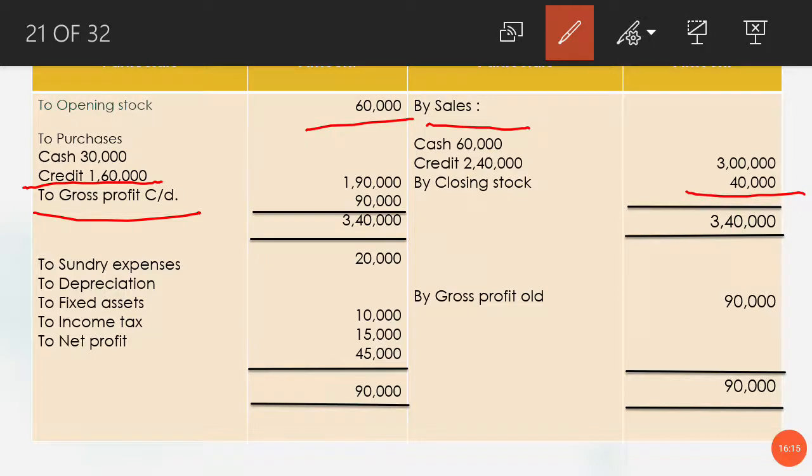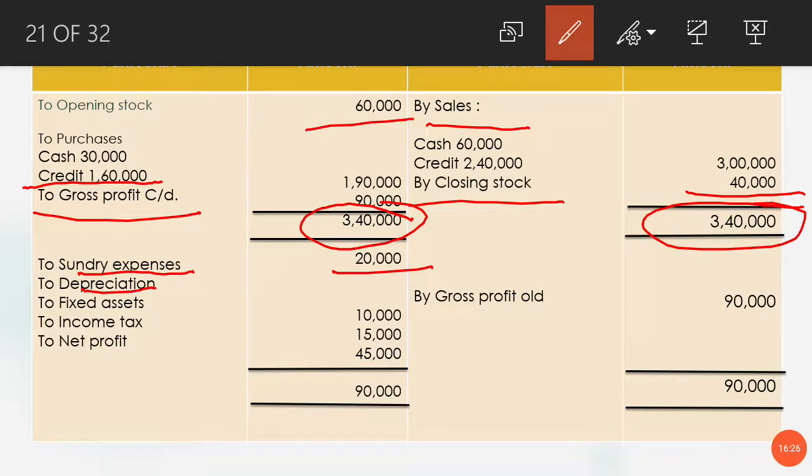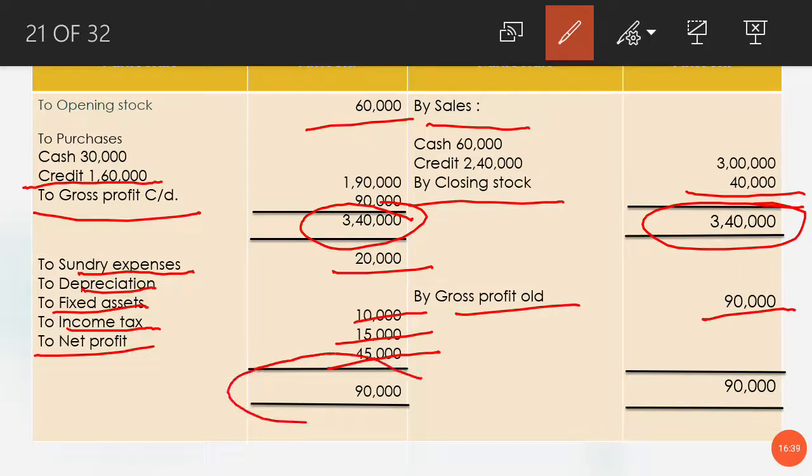Total debit side 3,40,000. Credit side total 3,40,000. To sundry expenses 20,000. To depreciation on fixed asset 10,000. To income tax 50,000. To net profit 45,000. By gross profit brought down 90,000. Total 90,000.